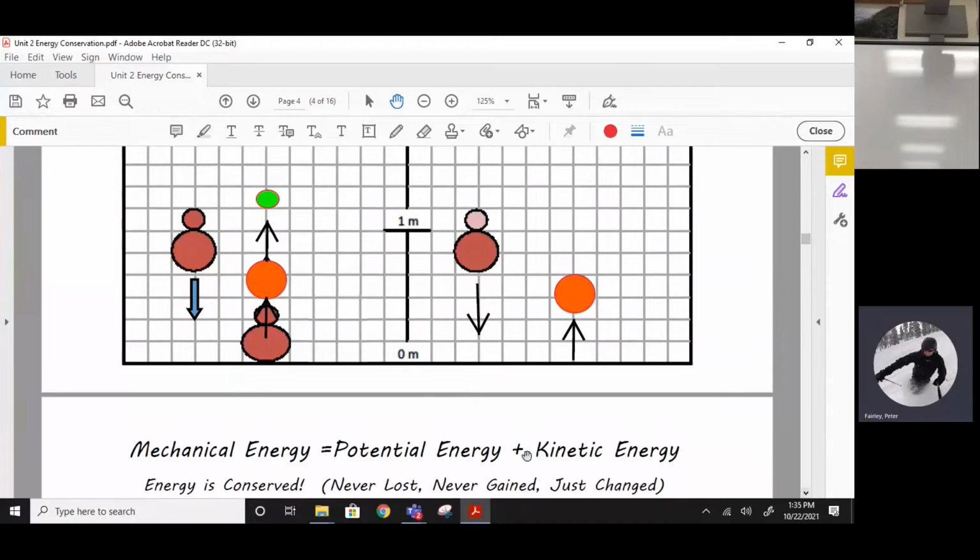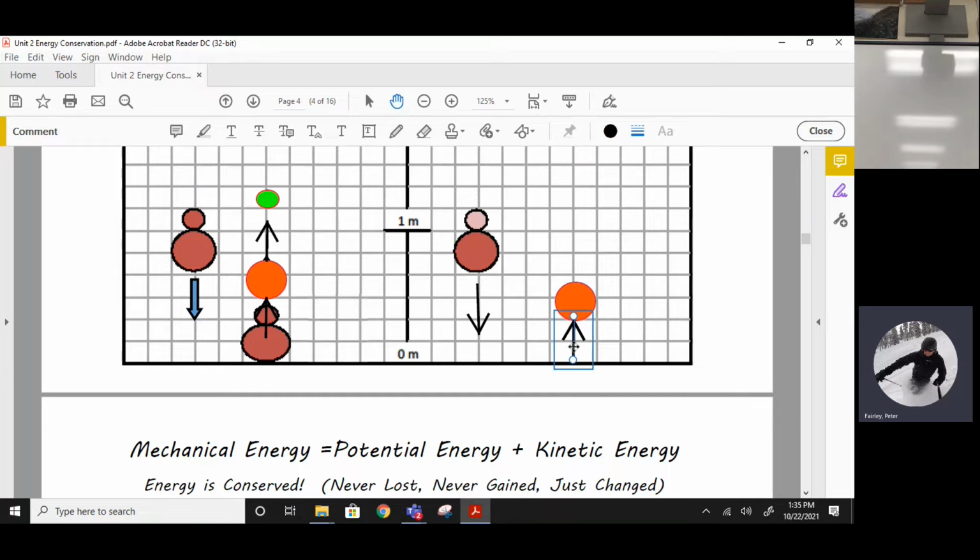Okay, so let's see. This is 1 meter. I think there's 1, 2, 3, 4, 5, 6. So 3 lines would be half of a meter, wouldn't it? 3 of these boxes would be half a meter? Yeah. So that means the bottom of the basketball only made it up to about 30. I think I actually have to lower this a little bit to make it a little more accurate.